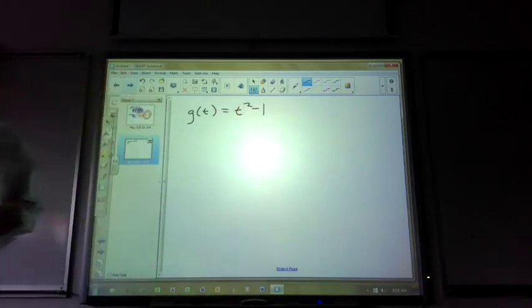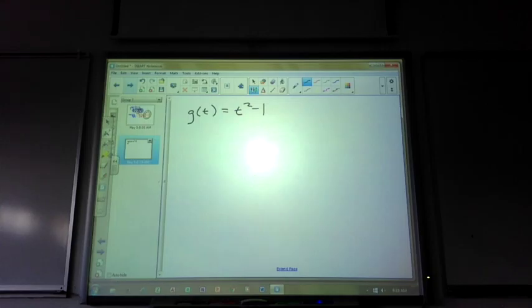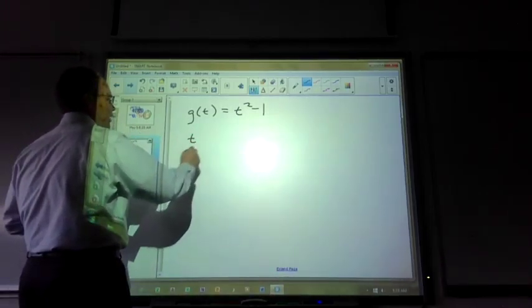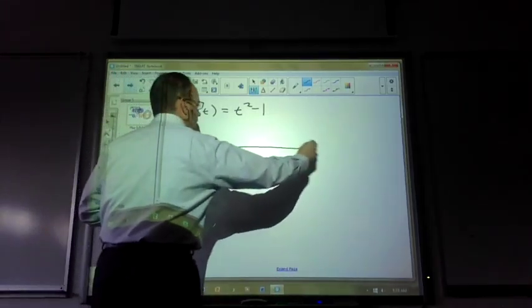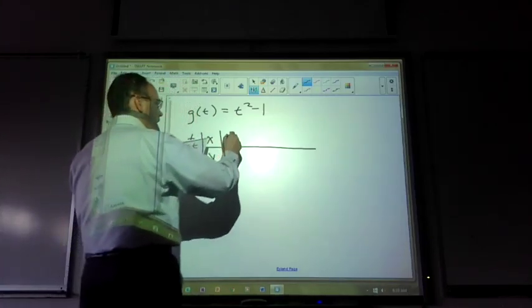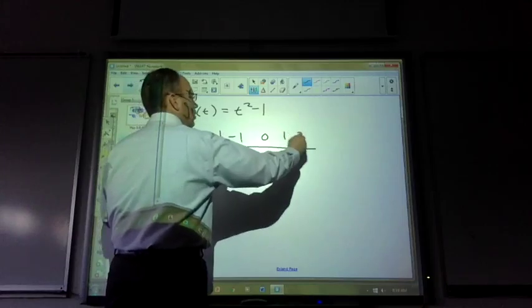All right, so number 2, we have g at t is equal to t squared minus 1. Now, g at t is t squared. Is it linear, quadratic, or exponential? Quadratic. Okay, so let's fill out our table. We have t and we have g at t, which is basically x and y. So I can just do this if you want. And then -1, 0, 1, 2, and 3.